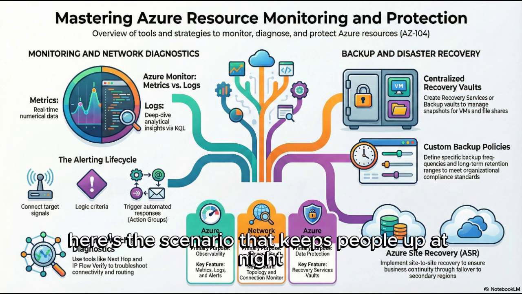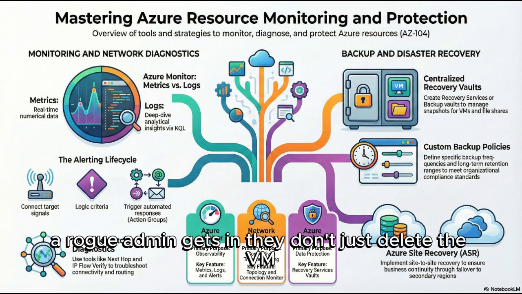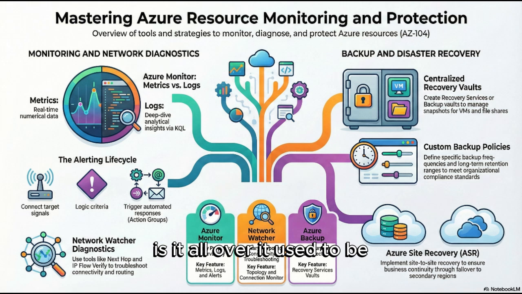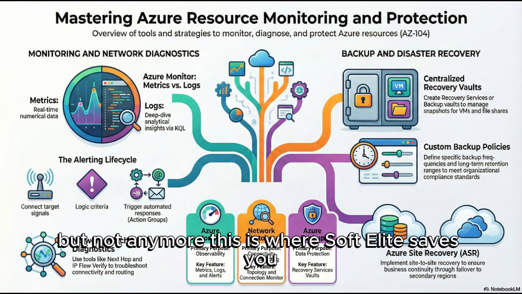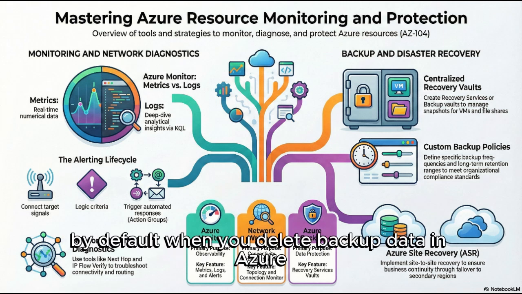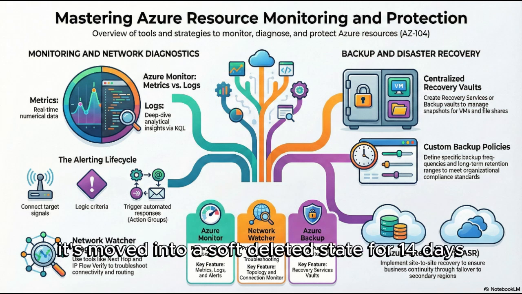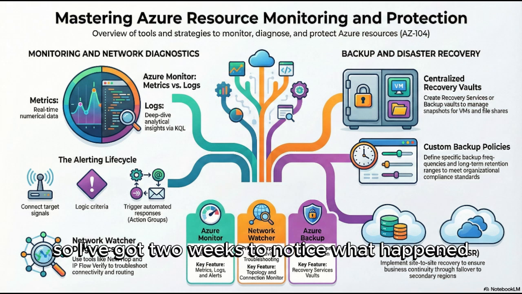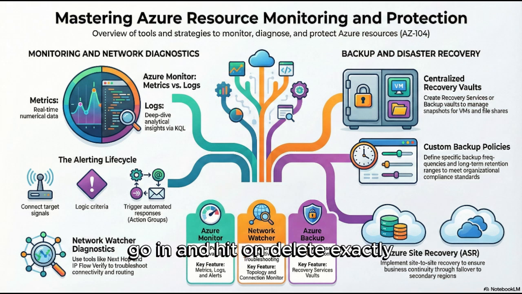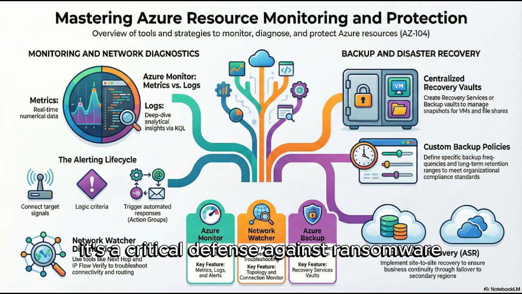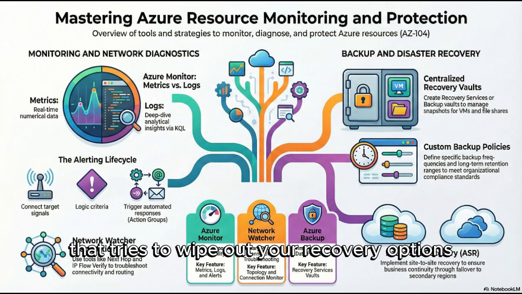Okay, here's the scenario that keeps people up at night. A rogue admin gets in. They don't just delete the VM, they go into the vault and they delete the backups too. Is it all over? It used to be, but not anymore. This is where soft delete saves you. By default, when you delete backup data in Azure, it's not actually gone. It's moved into a soft deleted state for 14 days. So I've got 2 weeks to notice what happened, go in and hit undelete. Exactly, and it's on by default and hard to turn off. It's a critical defense against ransomware that tries to wipe out your recovery options.